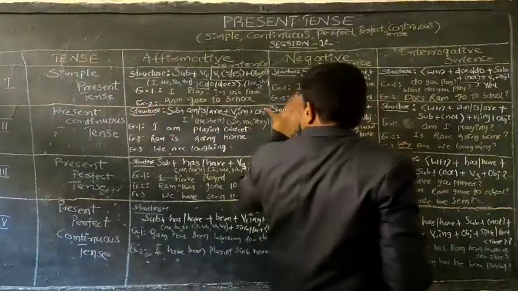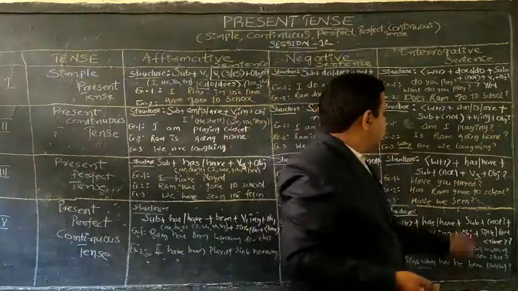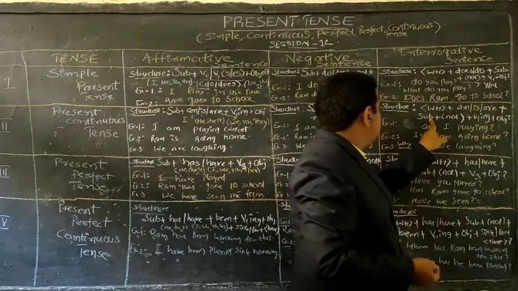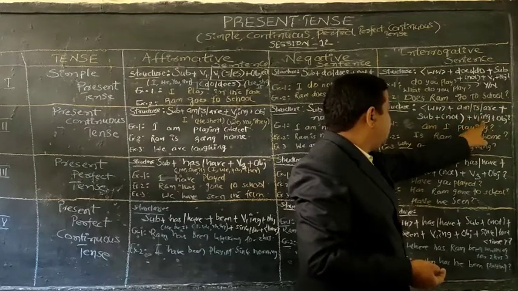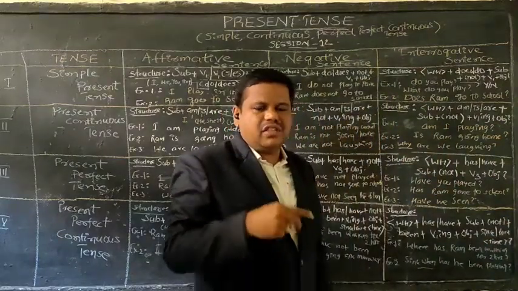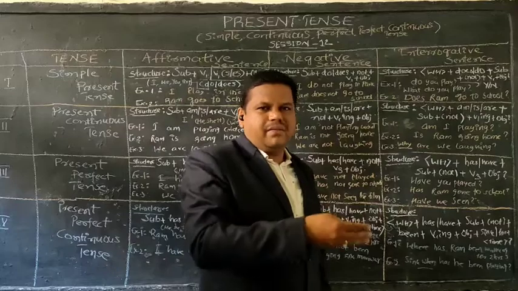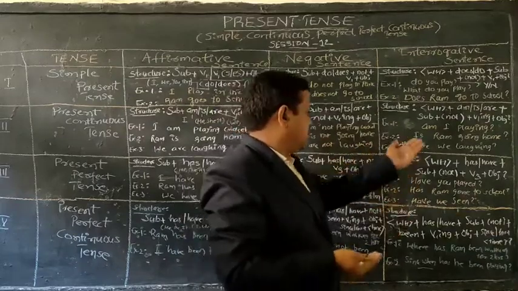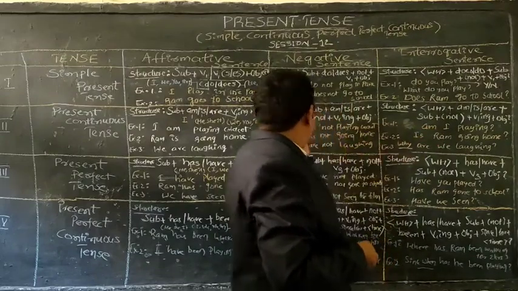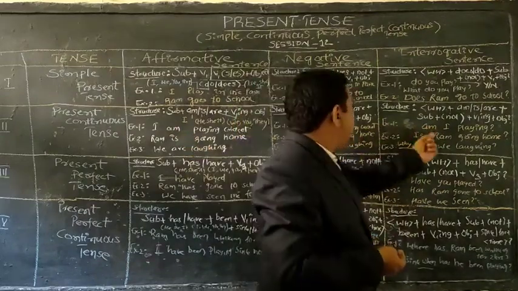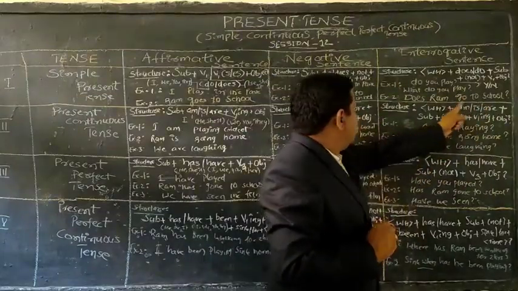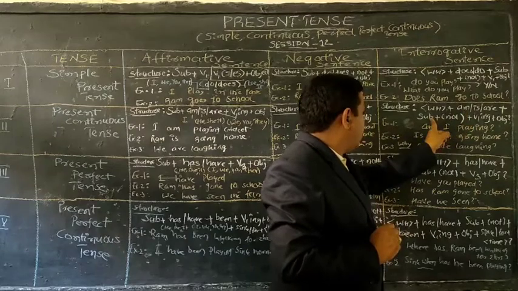Structure of the interrogative sentence with respect to present continuous tense: WH followed by am, is or are plus subject plus not plus V1 ing plus object, ending with the question mark. Just now we discussed using the WH question family; now I am writing without WH. So how do you write? Example number 1, I am playing. Am I playing? Question mark. Am I playing? Because first we use the helping verb followed by the subject.